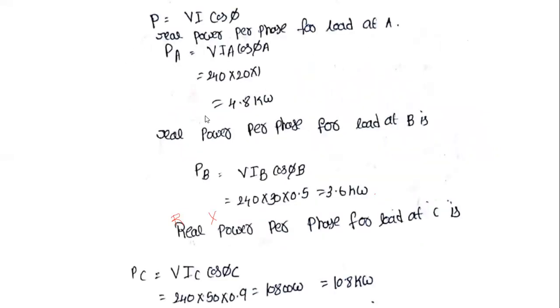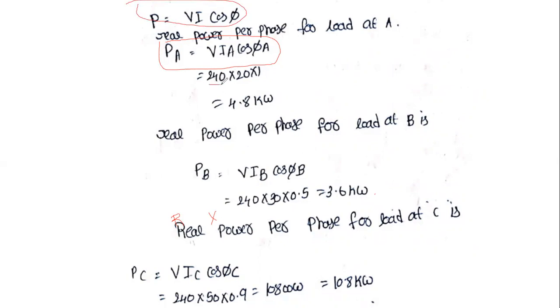Next, what is the second point? We calculate the real and reactive powers. First, calculate the real power. What is the formula for calculation of real power? Real power at phase A, that is PA, is equal to VIA cos phi A. Normally the formula is P equal to VI cos phi.